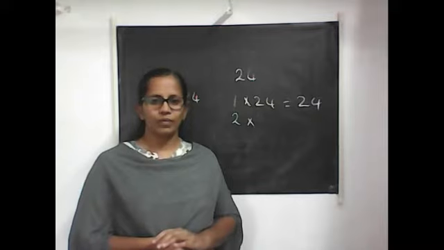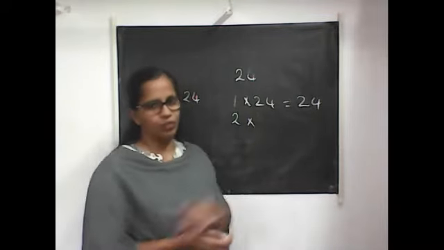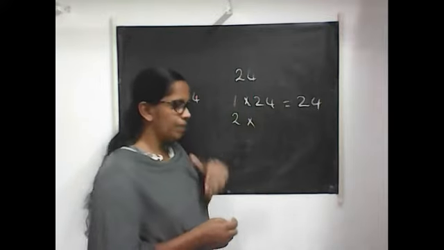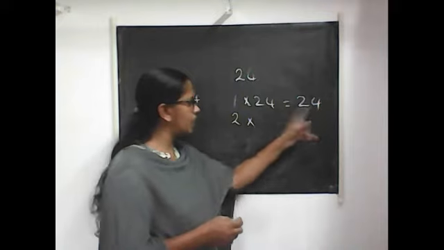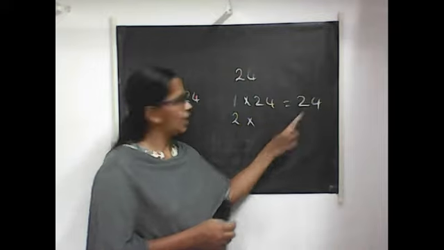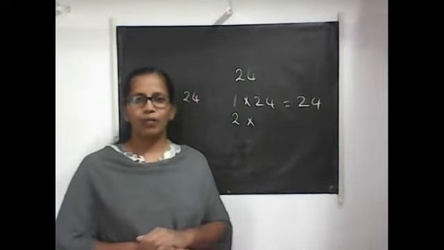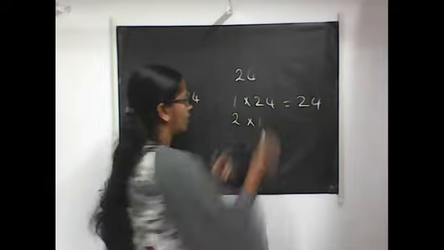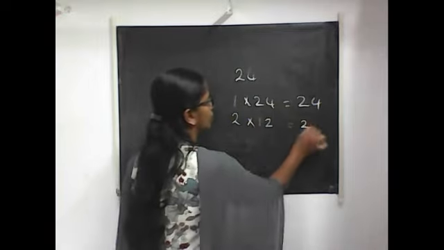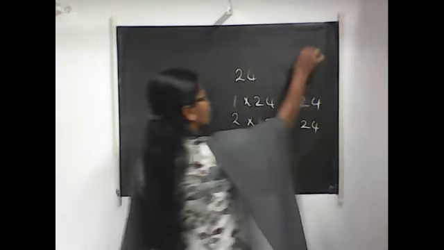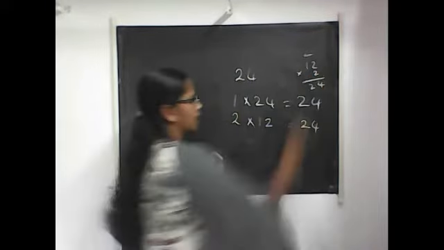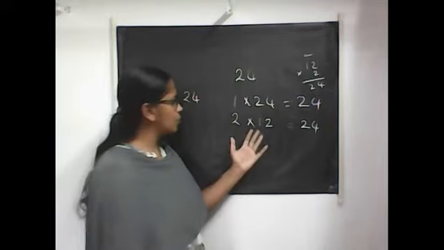So how will you find out? 2 into which number will you get 24? Whenever you use 2's table, you can keep in mind that half of the number should be taken as the number to be multiplied. Half of 2 is 1, half of 4 is 2. So 2 into 12 is equal to 24. You can also do this in the working column. So 2 into 12 is 24.